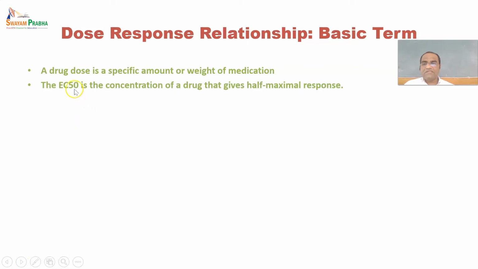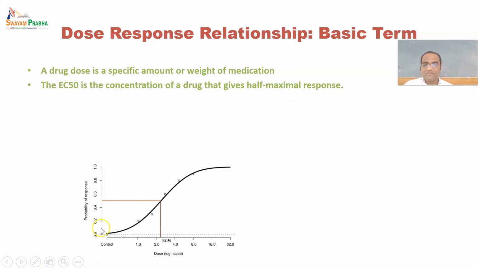After that, EC50. So EC50, or we can say effective dose or effective concentration. Both terms are similar, effective dose as well as effective concentration. EC50 is the concentration of a drug that gives half maximal response. From the graph it can be understood.